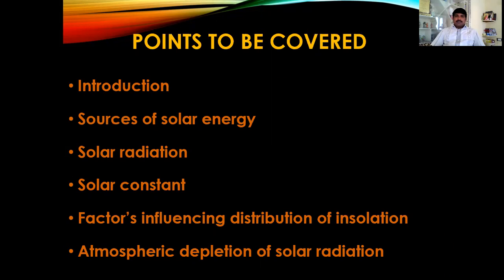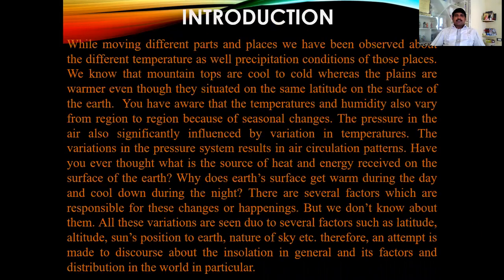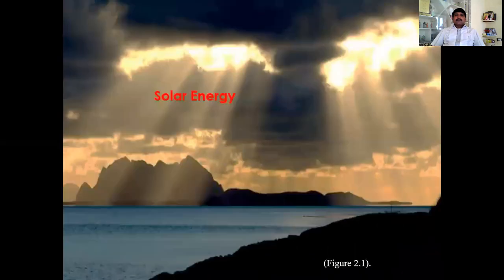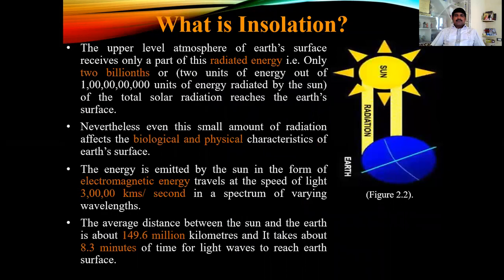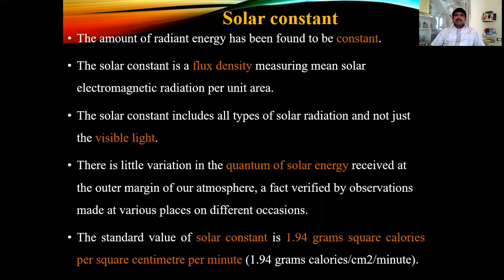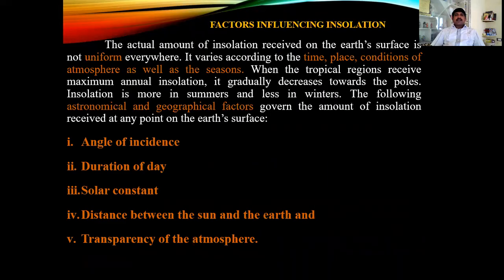As a part of session 1, the insolation influencing factors part 1, we focused on the introduction, sources of solar radiation energy, the definition of insolation, the solar constant, then the factors influencing insolation. As a part of it, we focused on various factors such as the angle of incidence, duration of the day, solar constant, distance between the sun and earth, and transparency of the atmosphere.